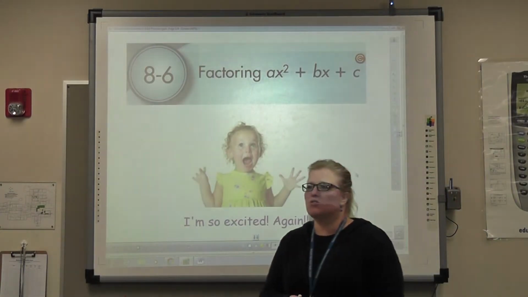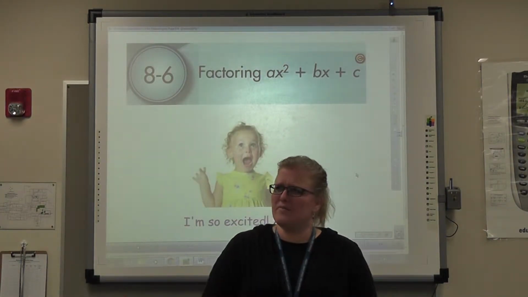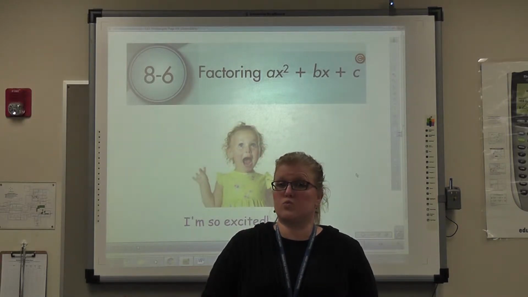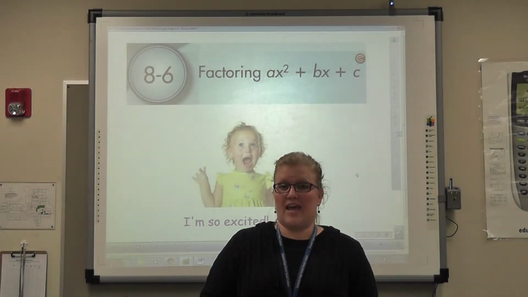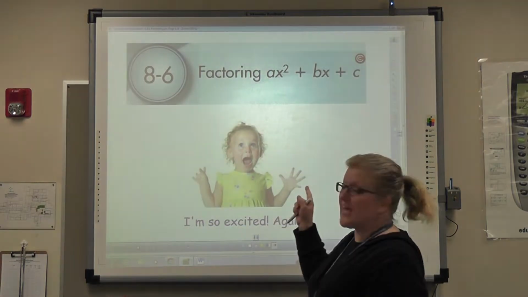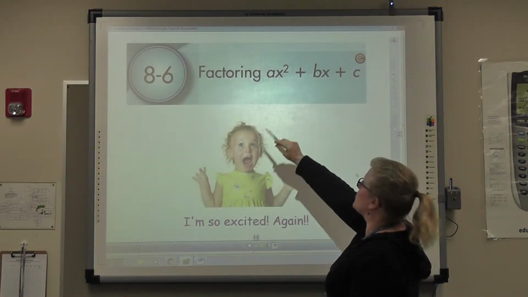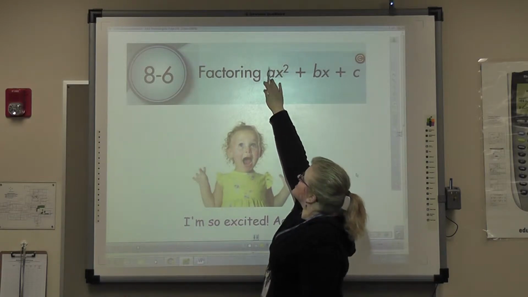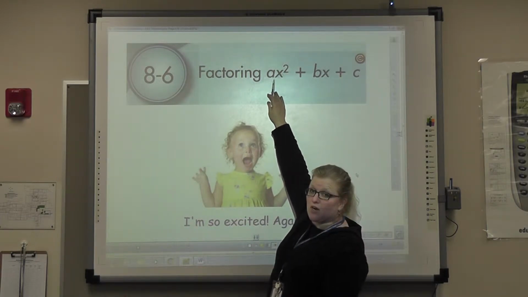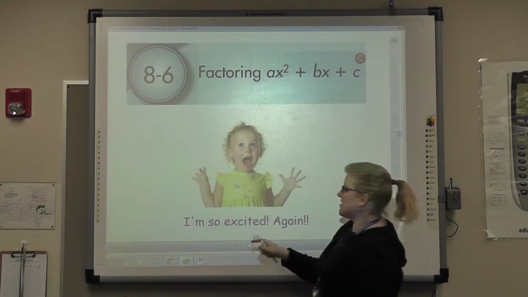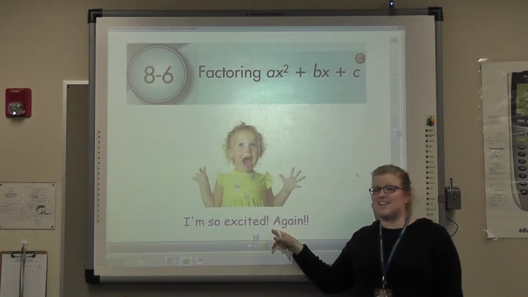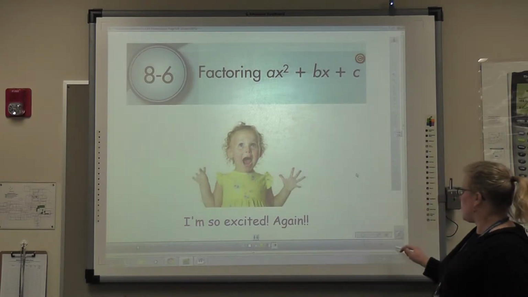All right, so today's Friday, February 19th, and we are starting chapter 8.6, which is factoring a trinomial when there is a coefficient right here, a number. That's what A is. And look, I'm excited again. This is exciting.